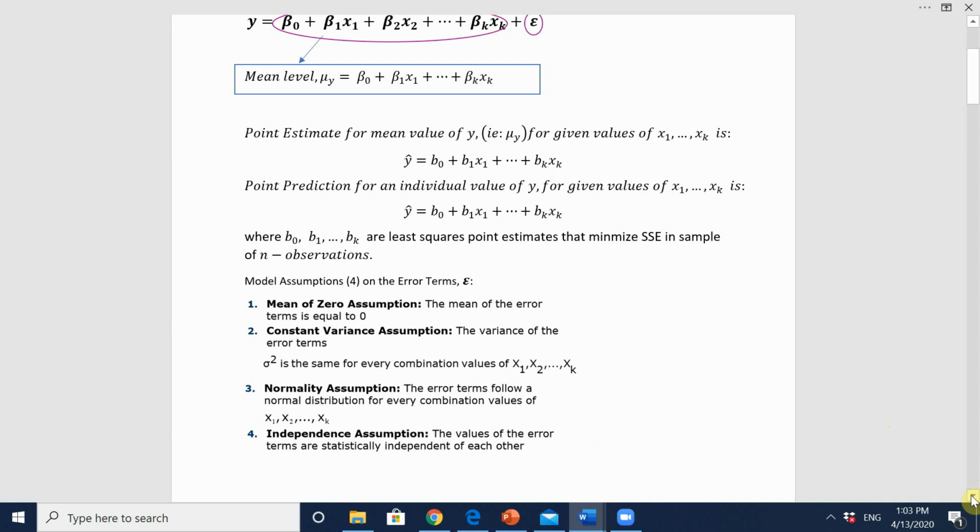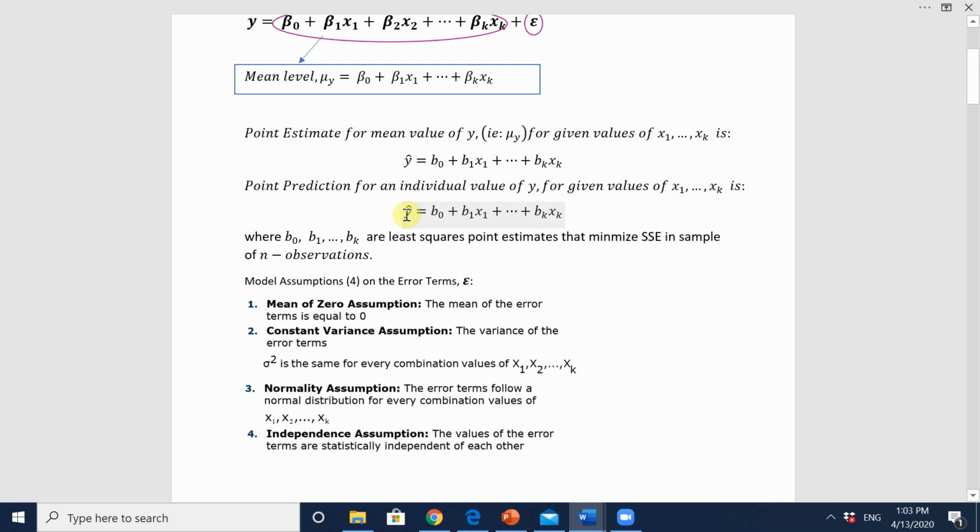So when these model assumptions hold, then we can affirm here that y hat serves as a point estimate for the mean value of y, and it also serves as a point prediction for an individual value of y.